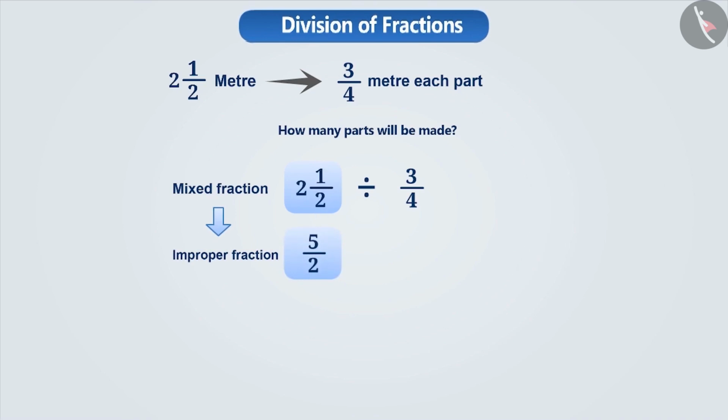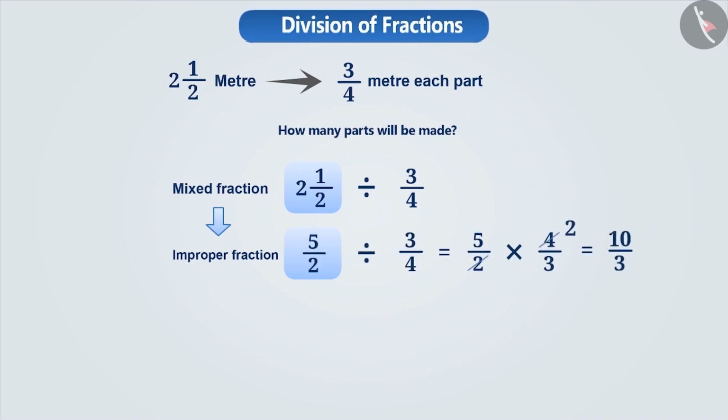So now the division will become 5 by 2 divided by 3 by 4. So how will we solve this? Think a little bit. You are right. We will keep the first fraction as it is, then we will change the division sign to multiplication sign, and then write the other fraction as the reciprocal. That means 5 by 2 divided by 3 by 4 is equal to 5 by 2 into 4 by 3, which is 10 by 3.